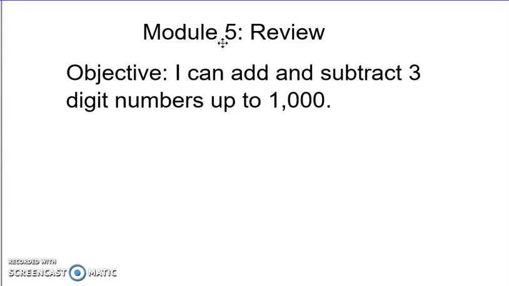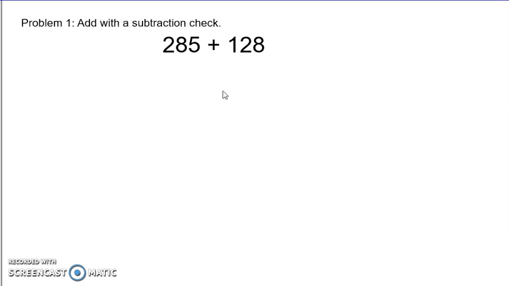Okay, today we're going to do Module 5 review. Our objective is I can add and subtract three-digit numbers up to 1,000. So here's our first problem. We are going to add 285 plus 128, and then we are going to use subtraction to check our answer.